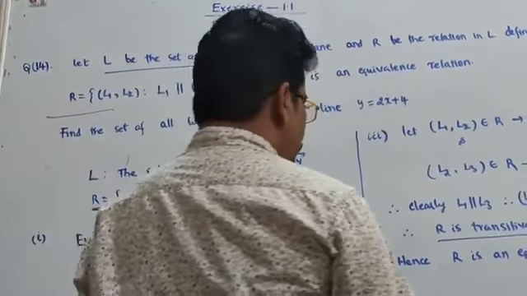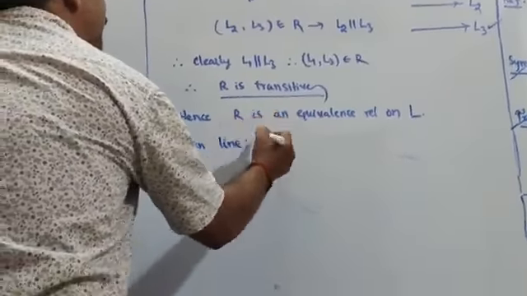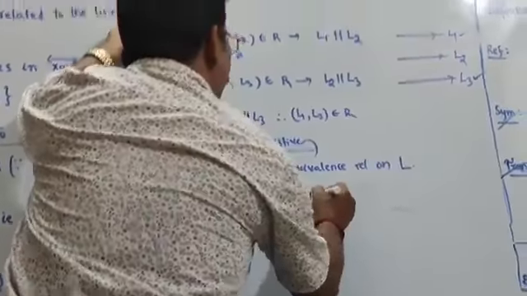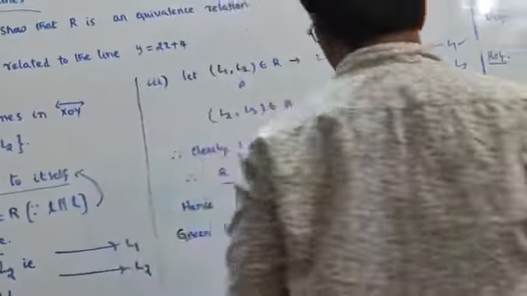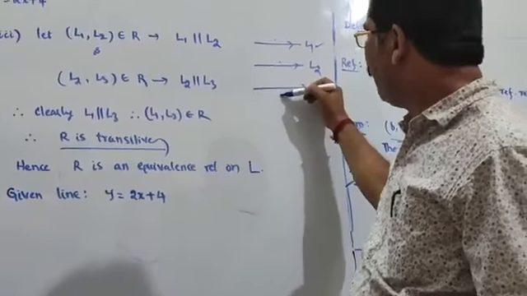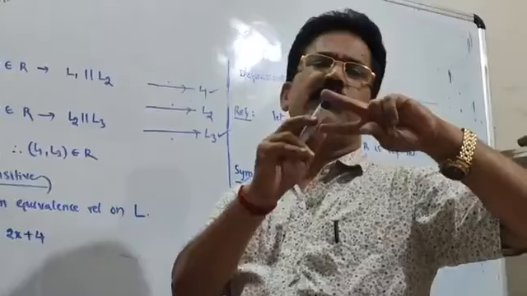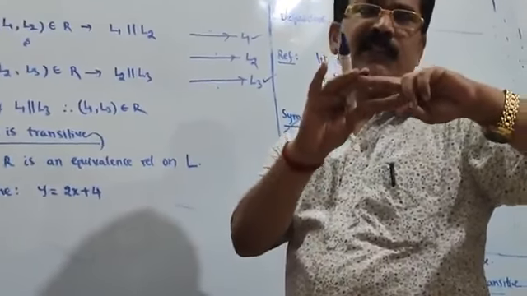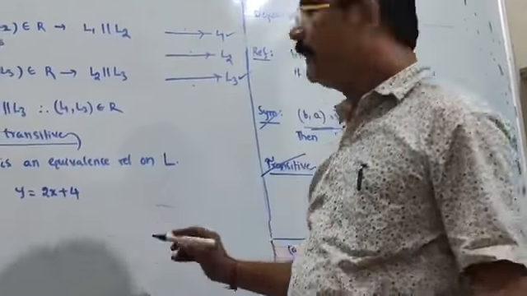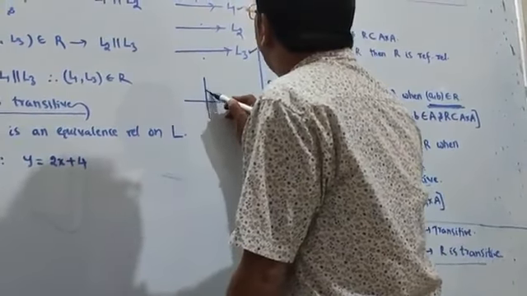Now, actually, the given line is y equal to 2x plus 4. What is the definition of parallel lines? Slope of L1 is equal to slope of L2 equal to slope of L3. It is the parallelism. For example, if two lines have the same slopes, then these two lines are said to be parallel. What about the constant c?